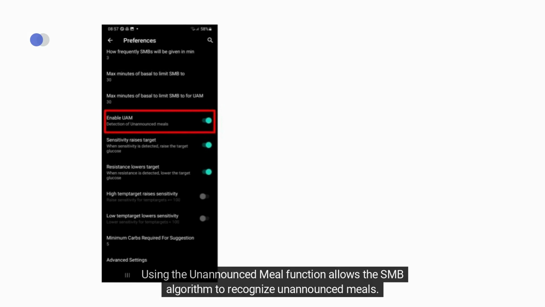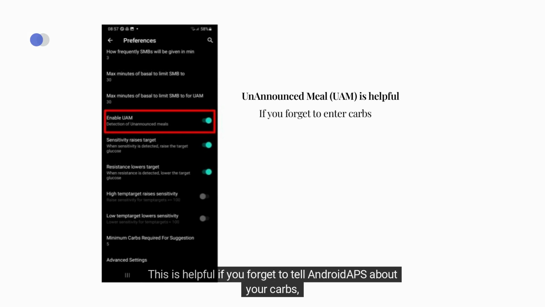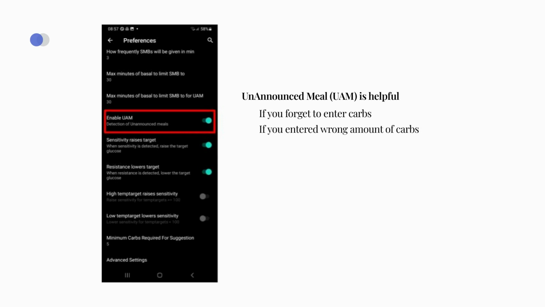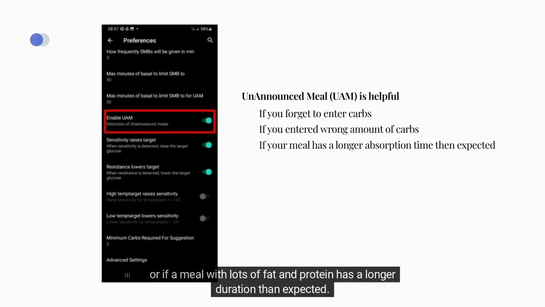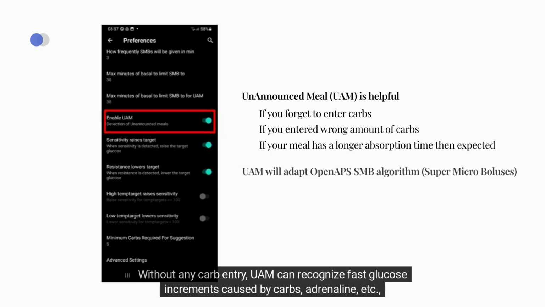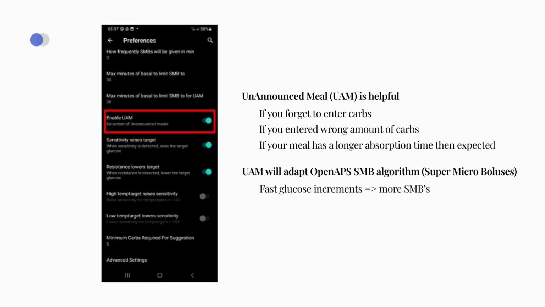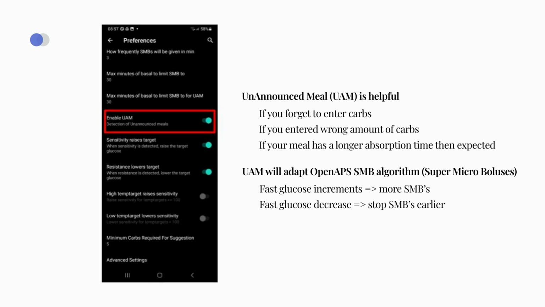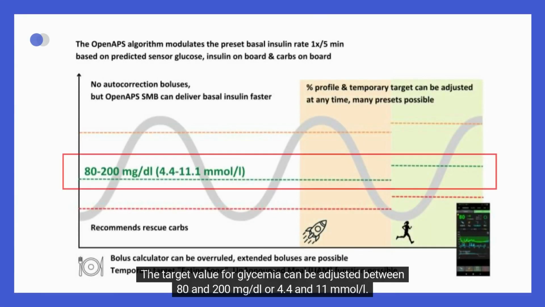Using the unannounced meal function allows the SMB algorithm to recognize unannounced meals. This is helpful if you forget to tell AndroidAPS about your carbs, or estimate your carbs wrong and the amount of entered carbs is wrong, or if a meal with lots of fat and protein has a longer duration than expected. Without any carb entry, UAM can recognize fast glucose increments caused by carbs, adrenaline, etc., and tries to adjust it with supermicroboluses. This also works the opposite way. If there is a fast glucose decrease, it can stop SMB earlier. The target value for glycemia can be adjusted between 80 and 200 mg per deciliter, or 4.4 and 11 millimol per liter.